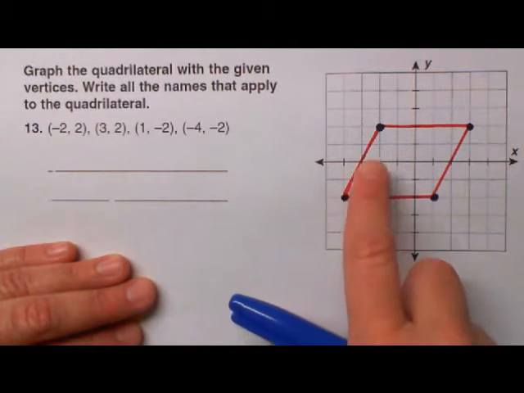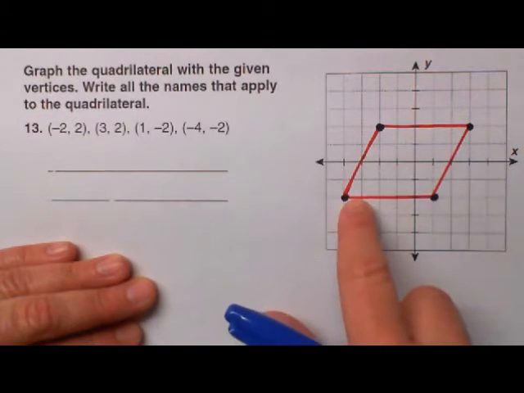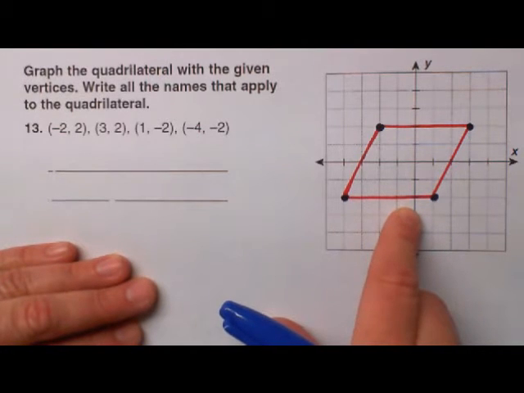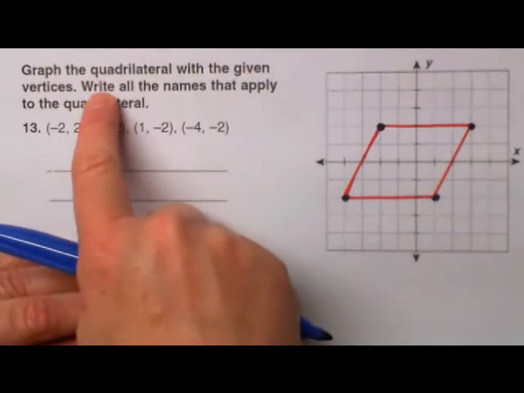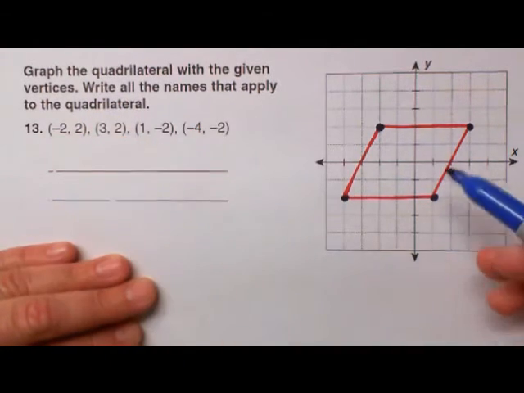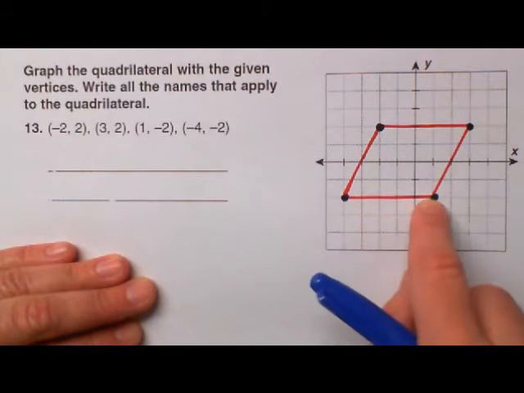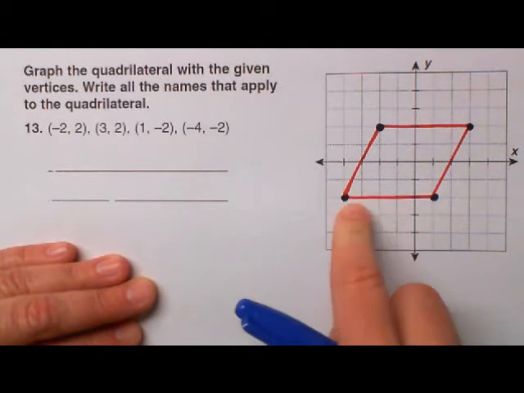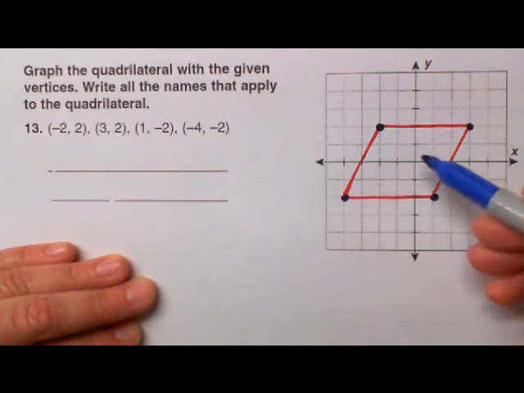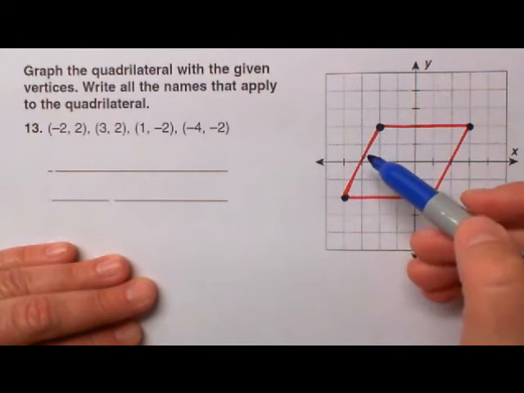Okay, so when I was gone, I plotted the points in blue, and then I connected the lines with the red marker. And so now I've got a polygon. I've got a four-sided polygon. I've got a quadrilateral. So the statement is write all the names that apply to the quadrilateral. Well, I can tell that this segment and this segment are parallel. They're both horizontal lines. And I highly suspect that this segment is parallel to this one, but I don't know for sure. So I'm very quickly going to calculate the slope here.